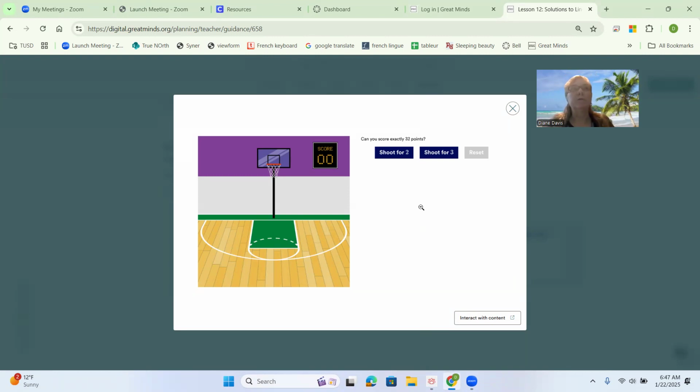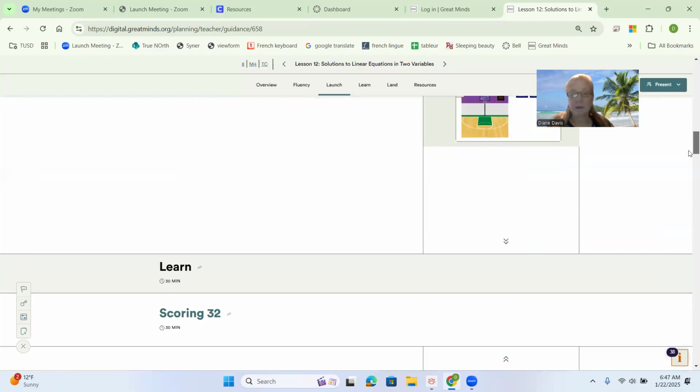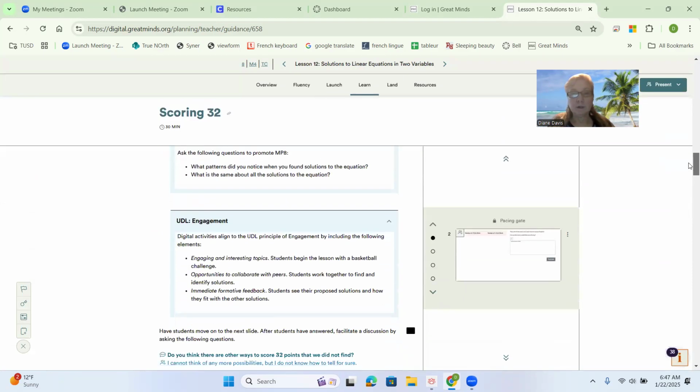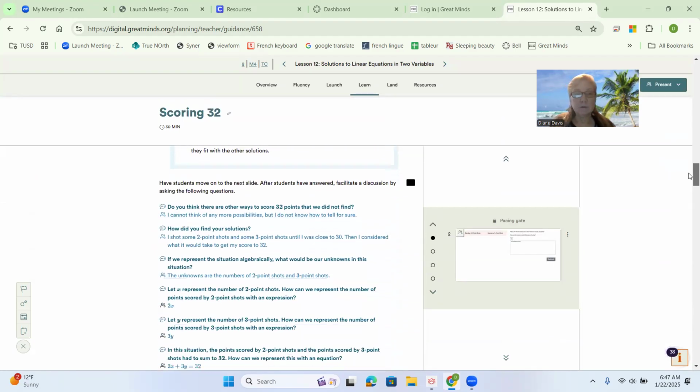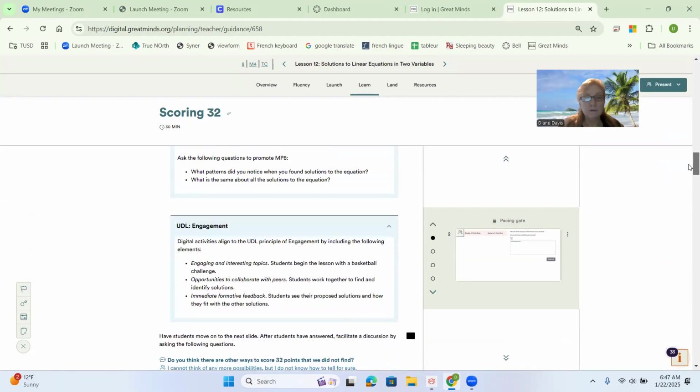Or 2 threes for 6, and the rest twos. So you could do a combination of threes, right? And there are quite a few different ways you can do it. All right. So there are quite a few different solutions for those.